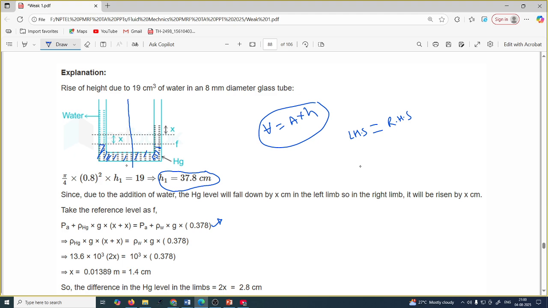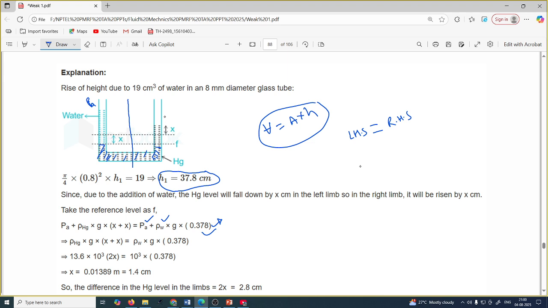So in the water limb, first you will write the atmospheric pressure here. Then rho of water, g, and the height. What is the height? It is 0.378. So for this left limb it is completed.